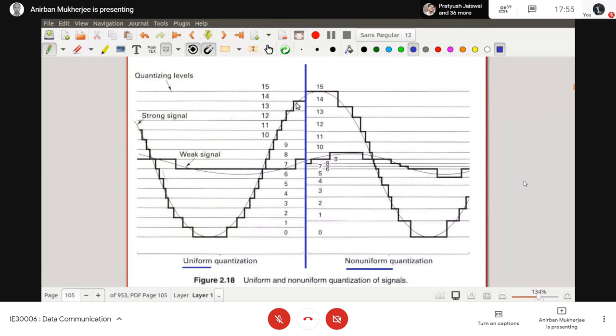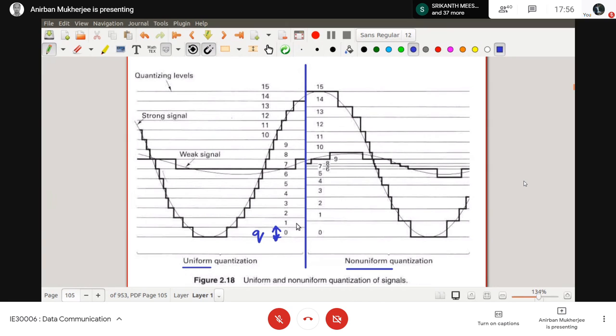I have broken it, so 0 to 16 each. That means this is one level, this is one level, and each one is some sort of a Q. Q1. Here also Q volt, here also Q volt. Because in your sinusoid, this is some sort of a 0 volt time. So here also 0 volt, here also 0 volt.